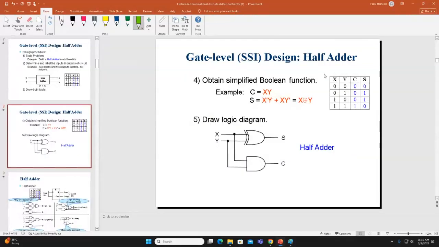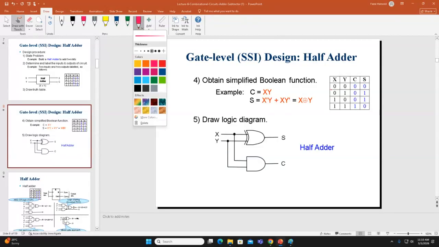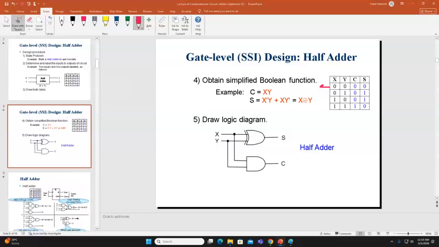Now if you look here, this is the block diagram of a 1-bit adder. What is 0 plus 0? 0. 0 plus 1 is 1. 1 plus 0 is 1. And 1 plus 1 is 2.